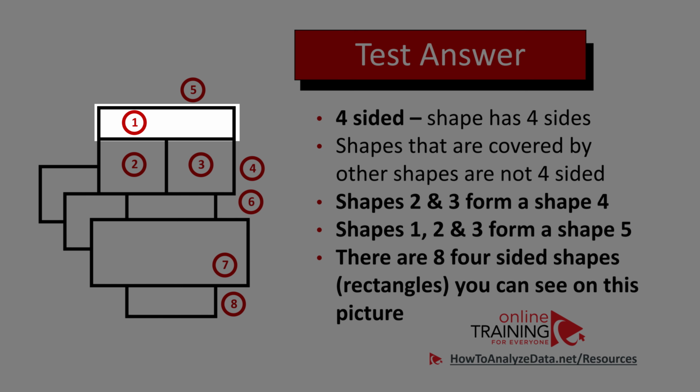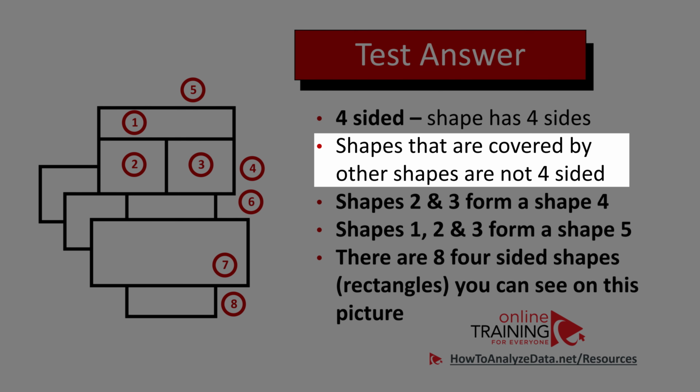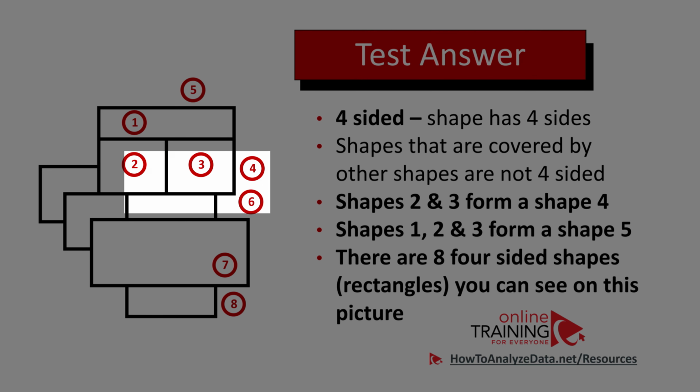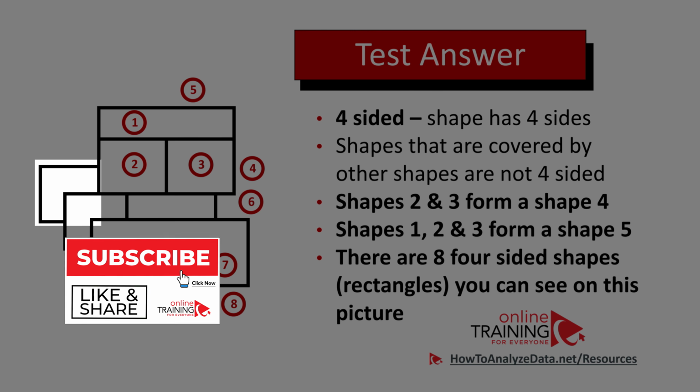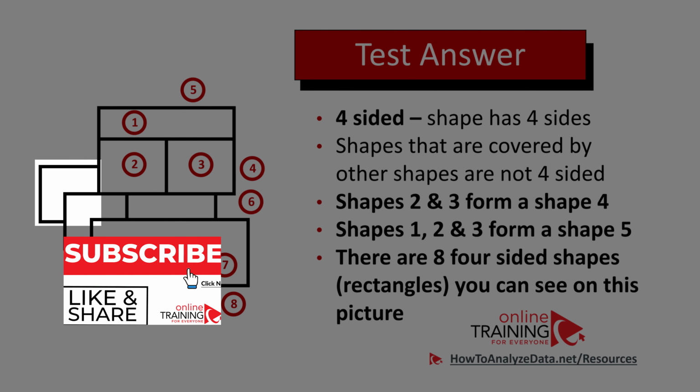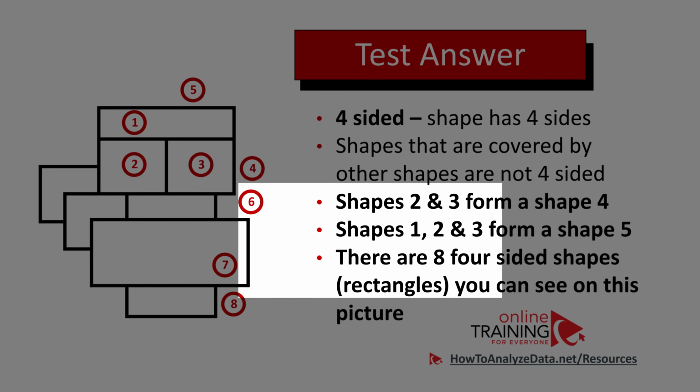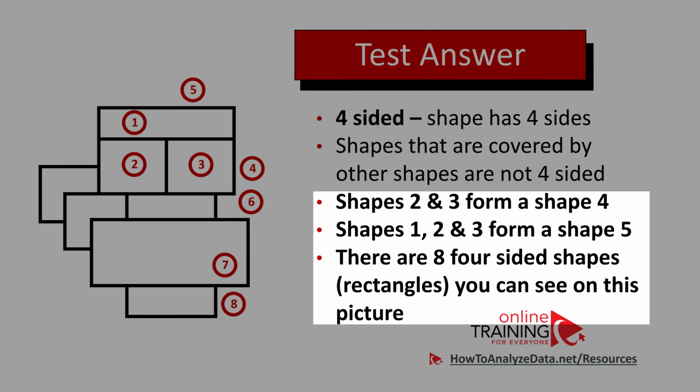here matches the criteria. Shapes that are covered by other shapes are not four-sided. For example, we have something that mimics square here, but because it's covered by another square, it is not four-sided. Actually, it has 5 sides. The key to answering this question is to make sure that you didn't miss any shapes. In fact, it's so easy to miss because some shapes are inside of the other.